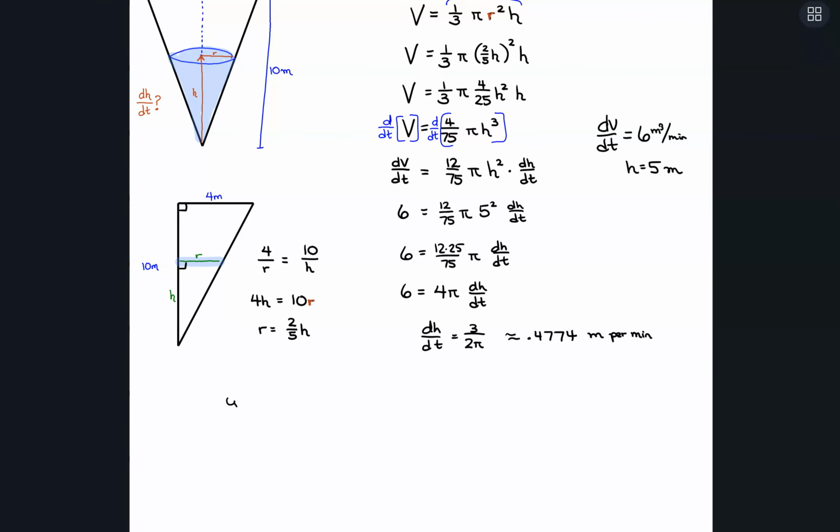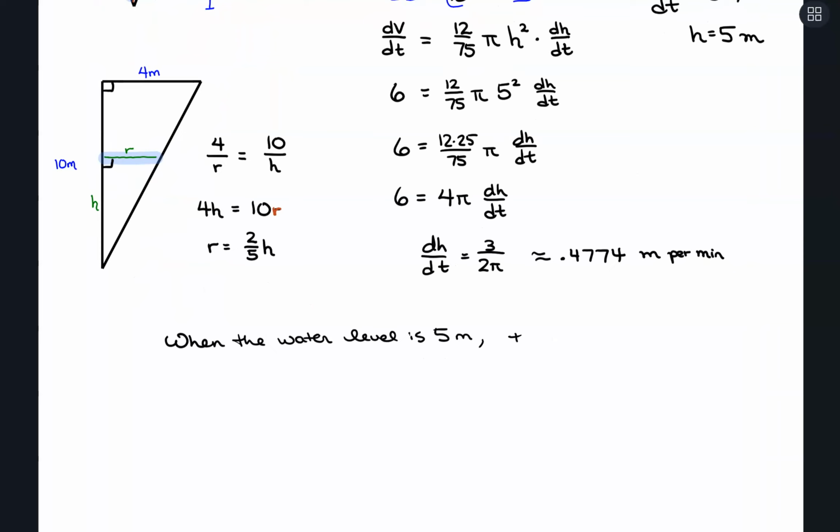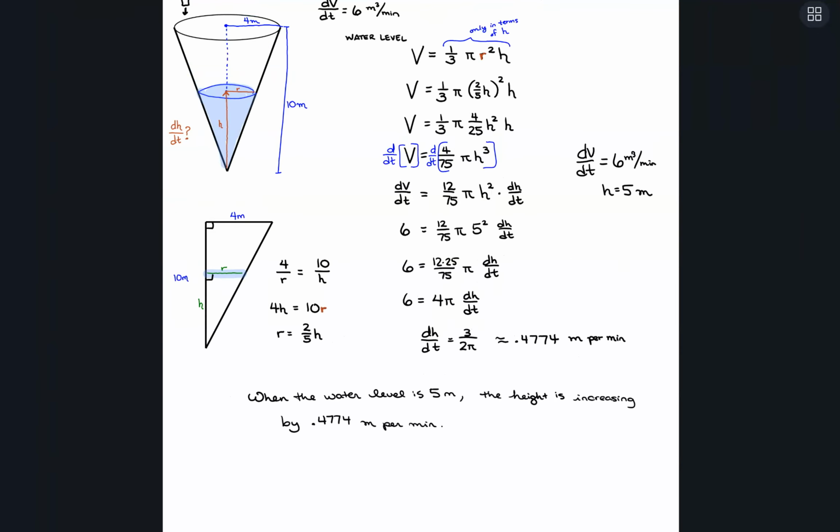So when the water level is 5 meters, the height is increasing by 0.4774 meters per minute. And there we go.